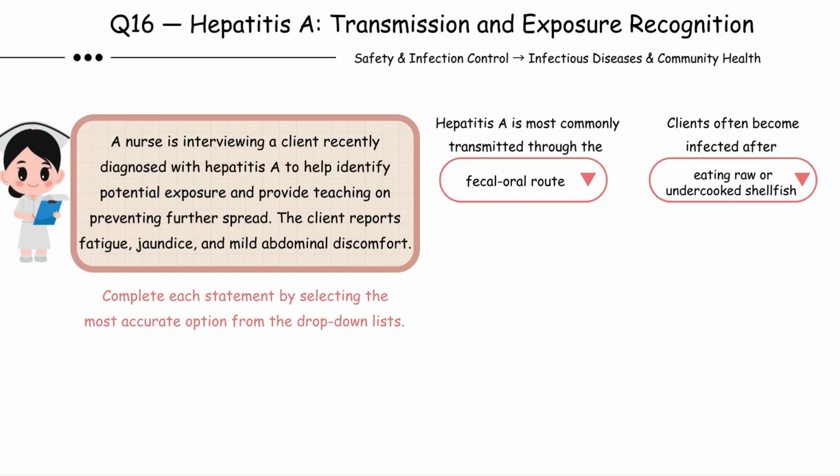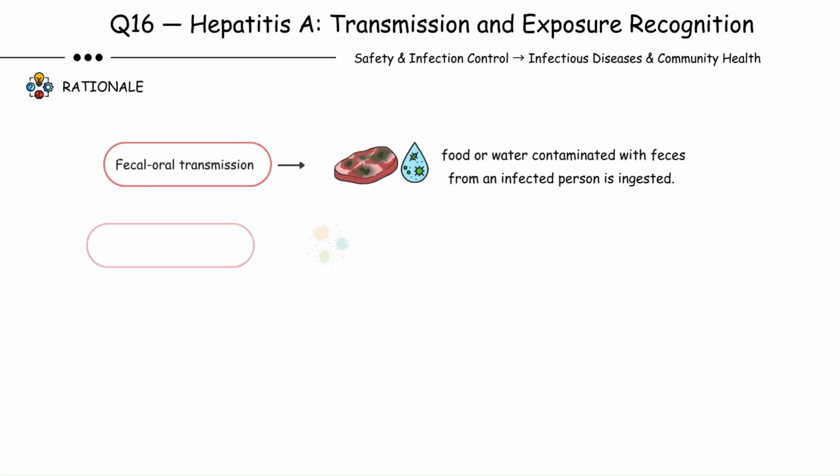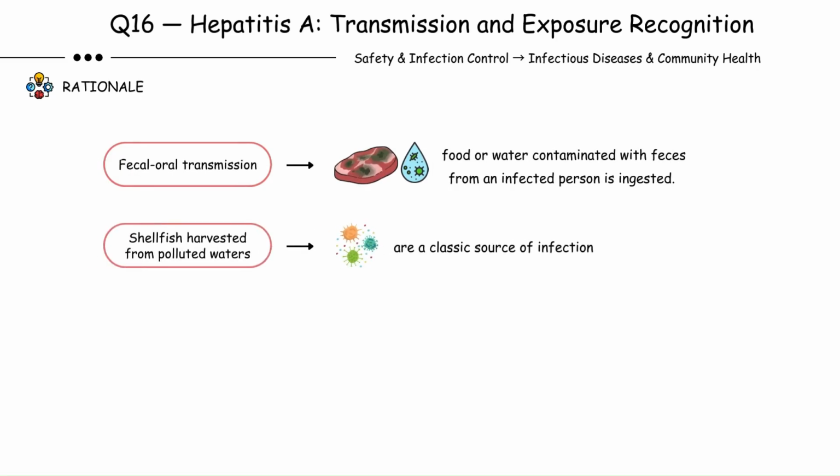Let's look at the reasoning behind these answers. Hepatitis A spreads when a person ingests food or water contaminated with stool from someone who is infected. This is called the fecal-oral route. Think about poor hand hygiene, contaminated water, or food prepared by someone who didn't wash their hands properly. Raw or undercooked shellfish, especially from polluted waters, are a classic source of hepatitis A infection. Shellfish can concentrate viruses and bacteria from contaminated water, and if they're eaten raw, the virus goes straight into the GI tract.